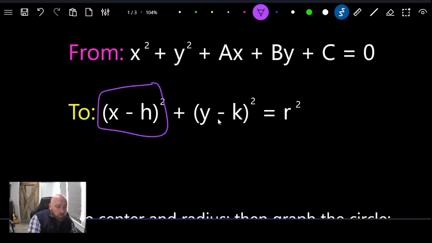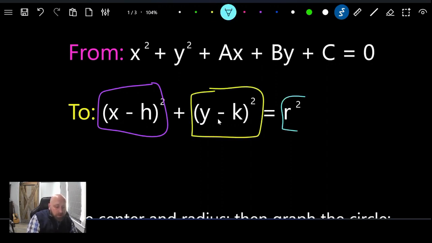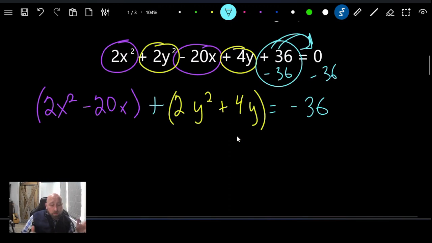So our x is in one place, our y's in another place, and then our r is going to be over here. You're going to see all those purple pieces right there, that's going to give us our h. The yellow pieces, that's going to give us our k. And then the blue pieces, that's going to give us our r. So this is what we need to do. We need to complete the squares.